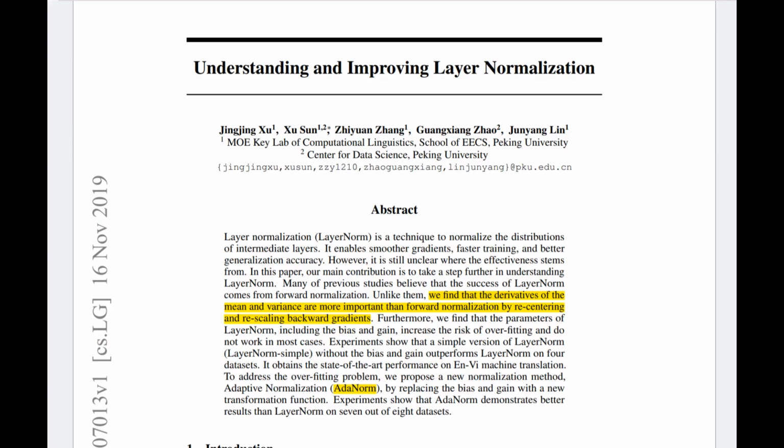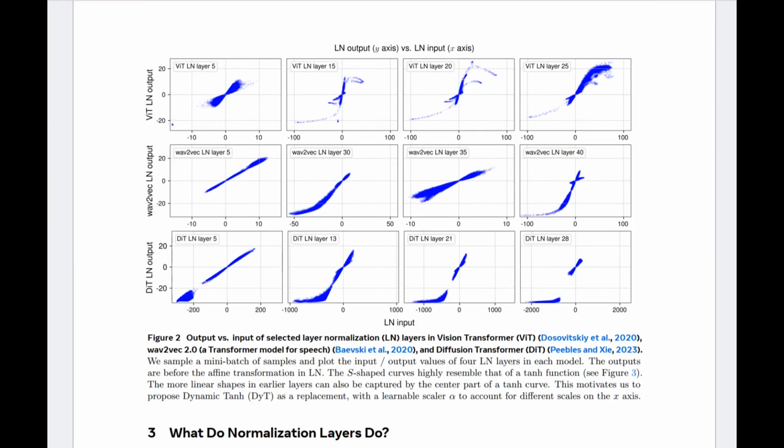Later, Jingjing Xu from Peking University published a paper titled Understanding and Improving Layer Normalization, which won the Best Paper award at ACL that year. She proposed a new norm called AdaNorm and studied why layer normalization works. She argued that the real reason isn't to solve the internal covariate shift problem, but rather a recentering and rescaling of gradients during backpropagation. So this keeps the gradients in an optimal range, not too large, not too small, with a reasonable mean. And now let's look at the paper we are talking about today.